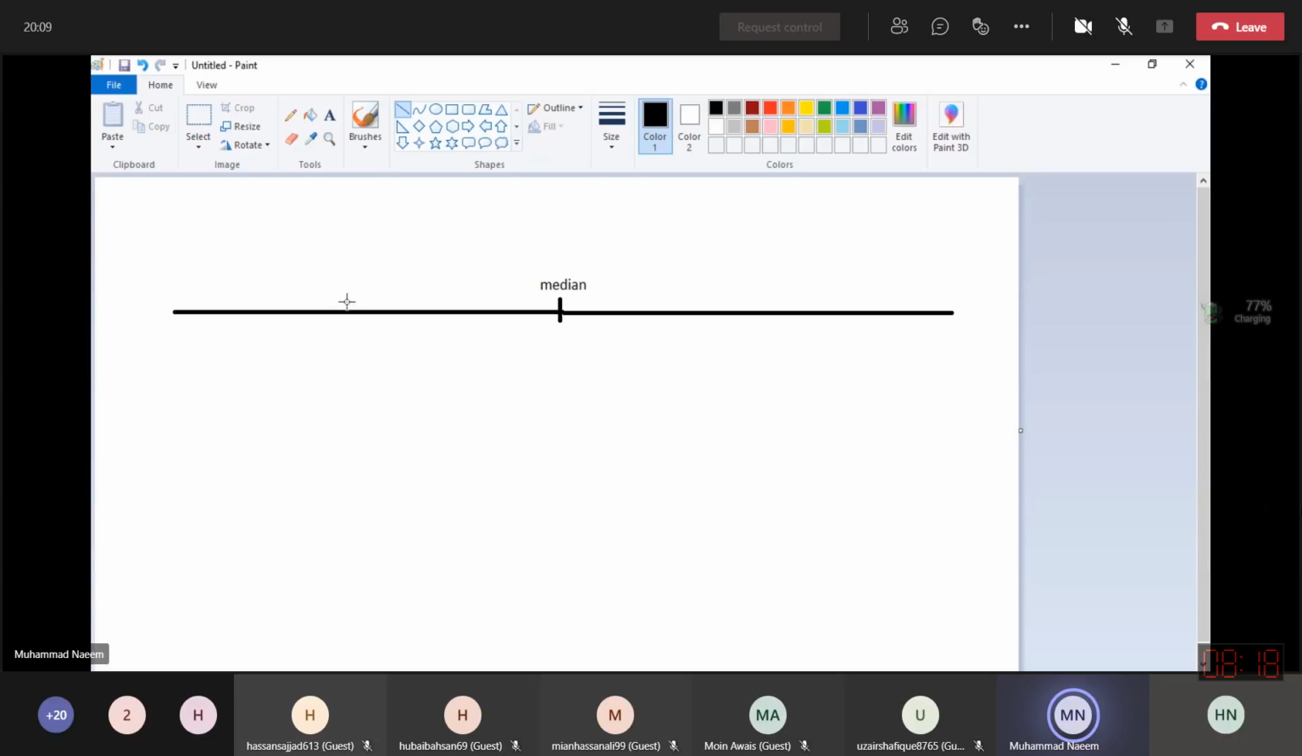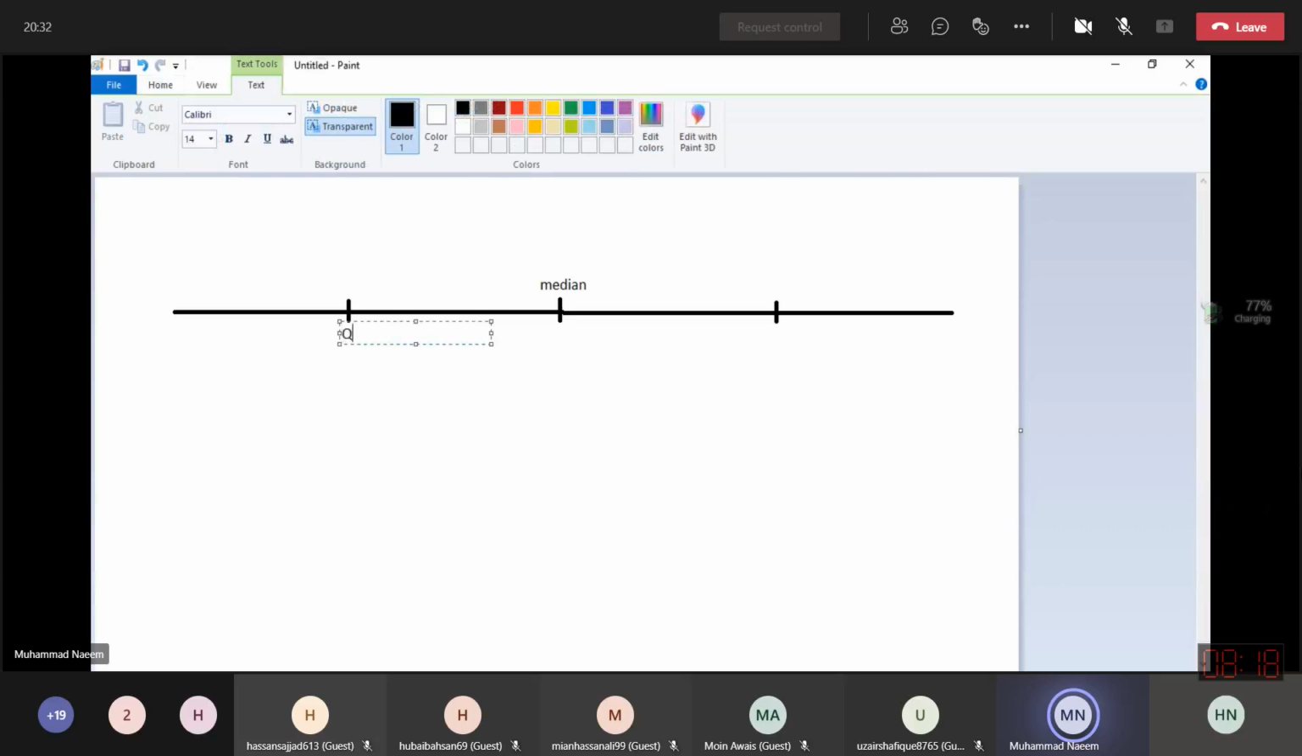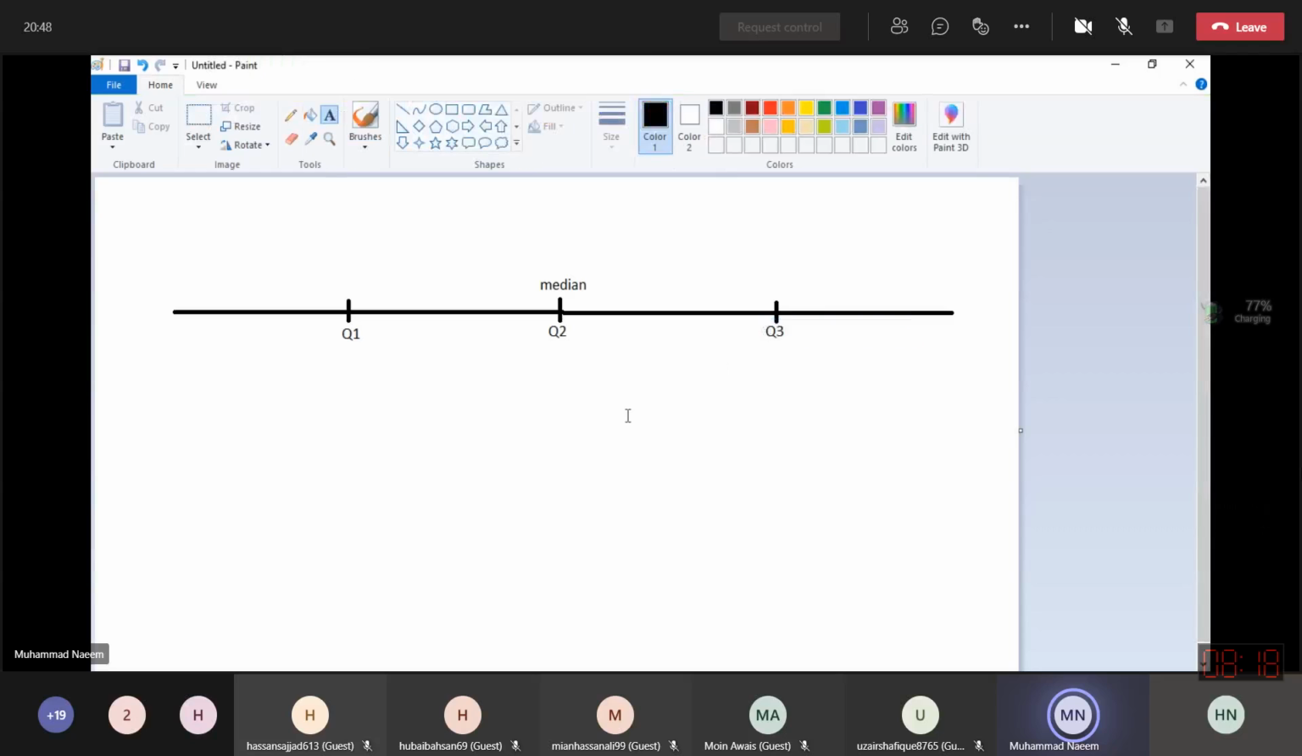Okay, when we need to cut our data into 4 equal parts, for this purpose, we have to cut it at 3 places. These are quartiles. This one is Q1, in the center Q2, and this one Q3. Each section contains 25% of the data.